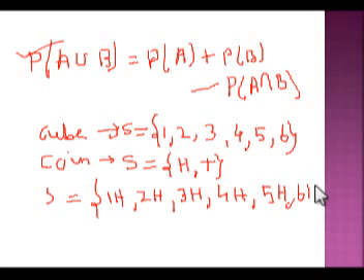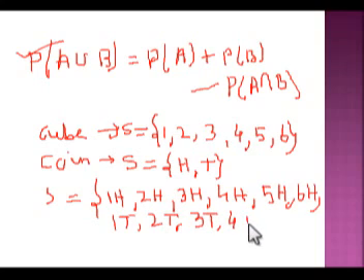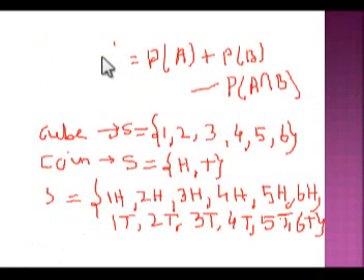or it may be 1T, 2T, 3T, 4T, 5T, 6T. There can be 12 outcomes if the two incidents take place at the same time. So now we define two incidents.